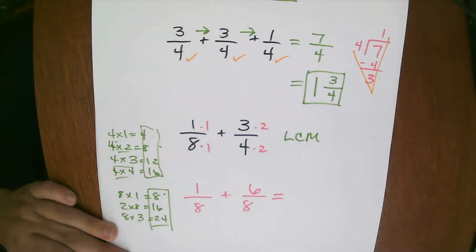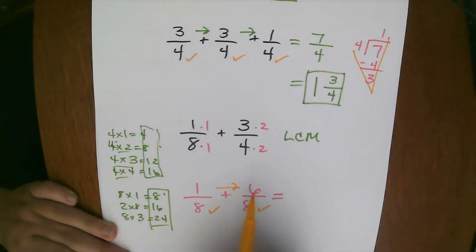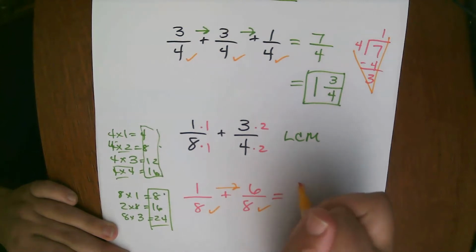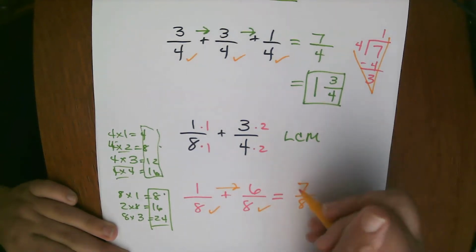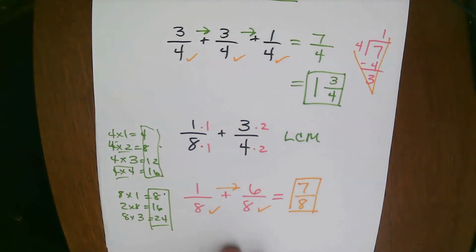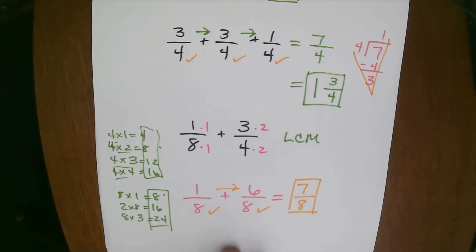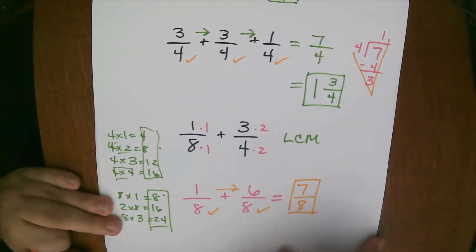Then I solve like I did with the other examples. Once I have a common denominator, which I do, I just add my numerators. So 6 plus 1 is 7 all over 8. If I need to simplify, I simplify, but in this case, I can't, so that's my final answer. Okay, so that's how you would add using the LCM method with different denominators.